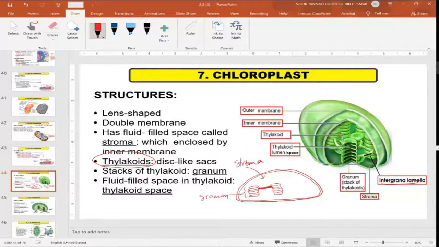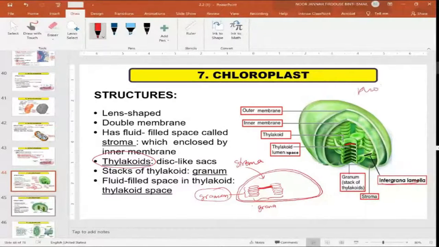Alright. So we have two grana. One is granum. Kalau dua plural kita panggil dia grana. Sebab tu jangan terkejutlah kalau jumpa kejap ada tulis grana, kejap tulis granum. It's a matter of the amount of the plural or singular. Thylakoid ni sendiri ada ruang. Dalam thylakoid ni sendiri ada ruang.